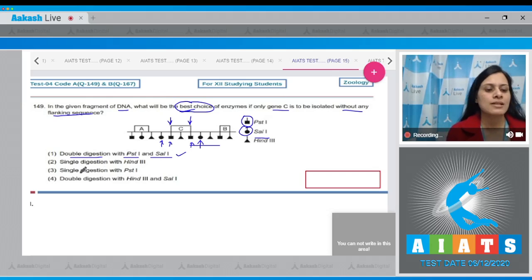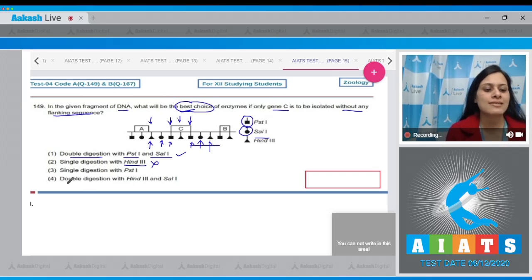The next option is single digestion with HindIII, and this cannot be a correct answer because HindIII digestion will cut the sequence here. You will not get the entire C gene, or it may also cut at these sequences, thereby producing a C gene along with the flanking sequences. So this cannot be a correct answer.